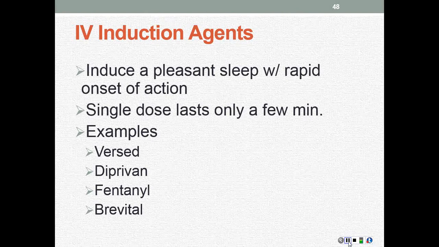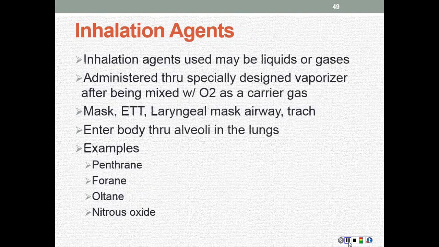So they do that, it puts the patient out, and they use this time to intubate the patient. Actually put a tube into the trachea so that they can control the airway. So we give them their IV induction agent, then we've got them intubated. Now we're going to use the gases, the inhalation agents. This is your Penthrane and furane, and they're all pretty much ending in -ane. Okay, nitrous oxide, except for that one.